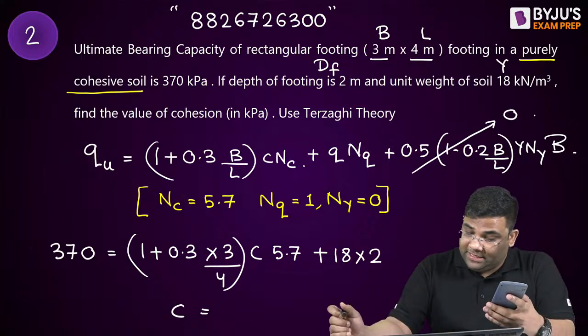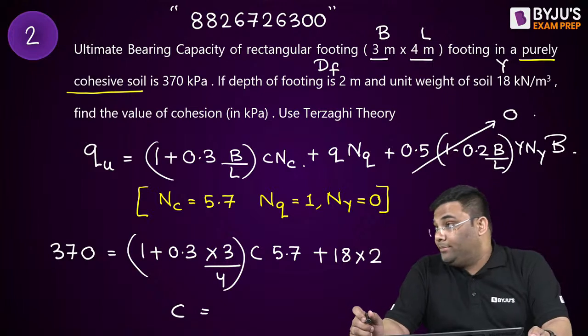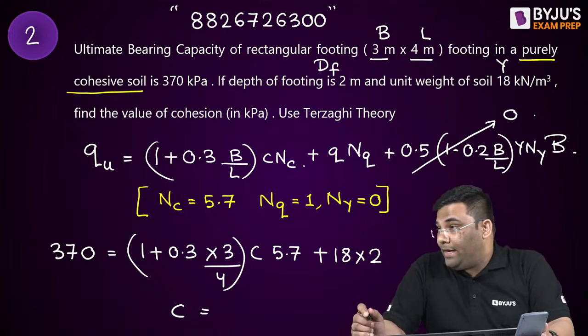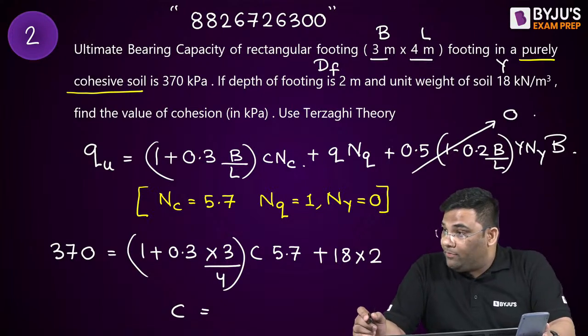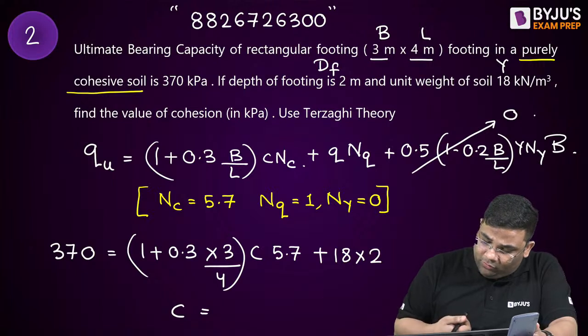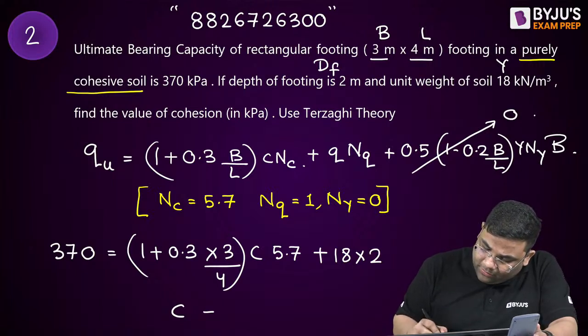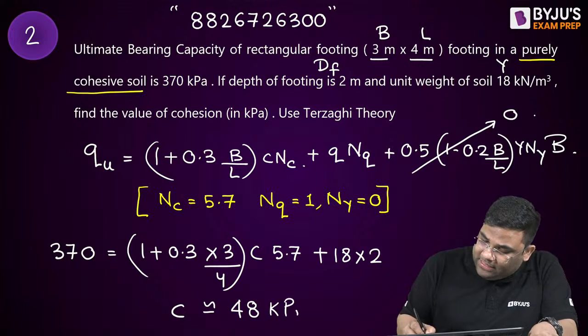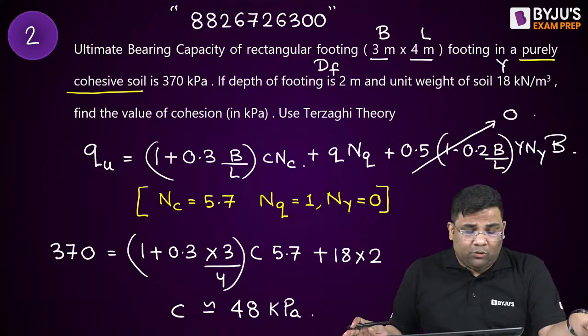I am also getting 47 something. Others, please confirm the answer. 47.58. Very good. Now 47.48. So 47, we can round it up to almost 48. Okay, let us round it up to 48 kilopascal. Understood? Very straightforward question. Let us go to the next question.